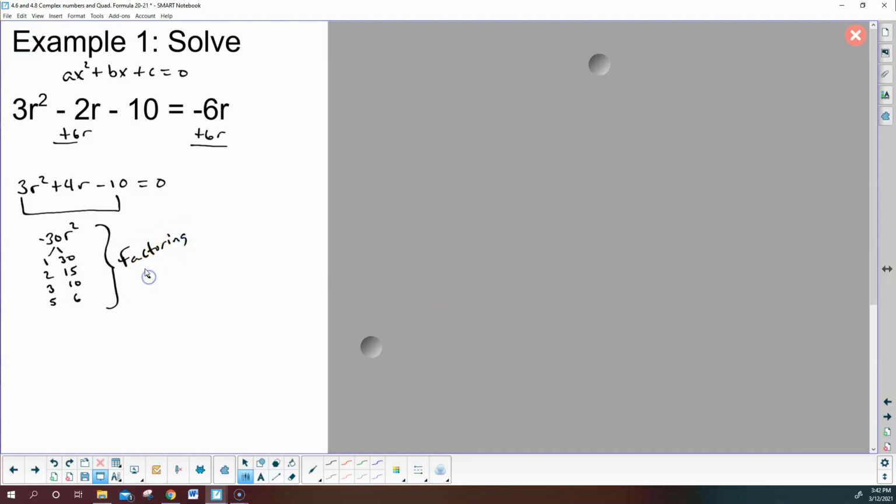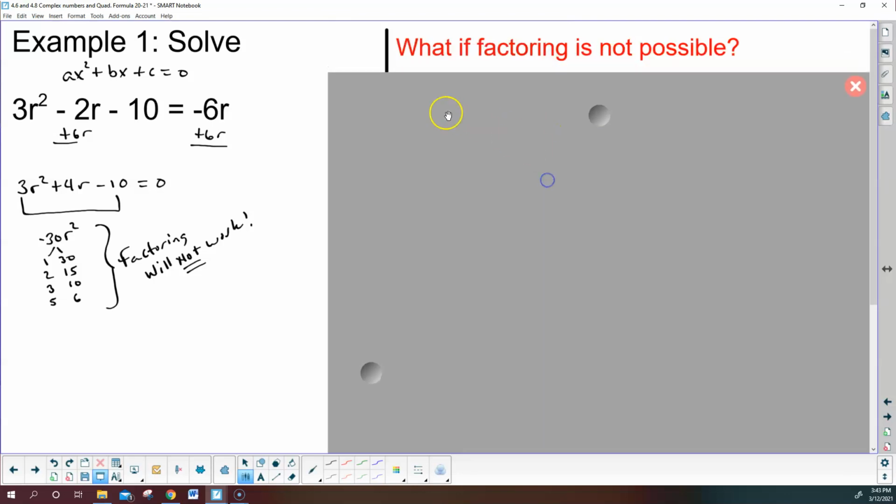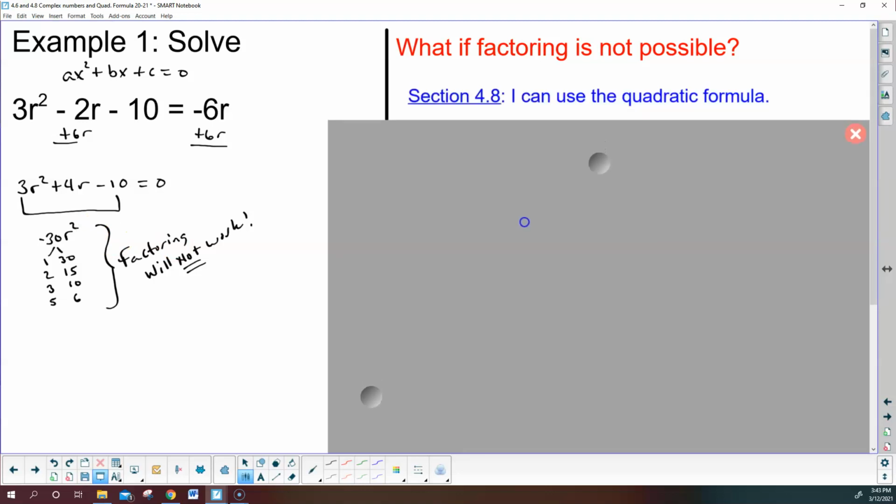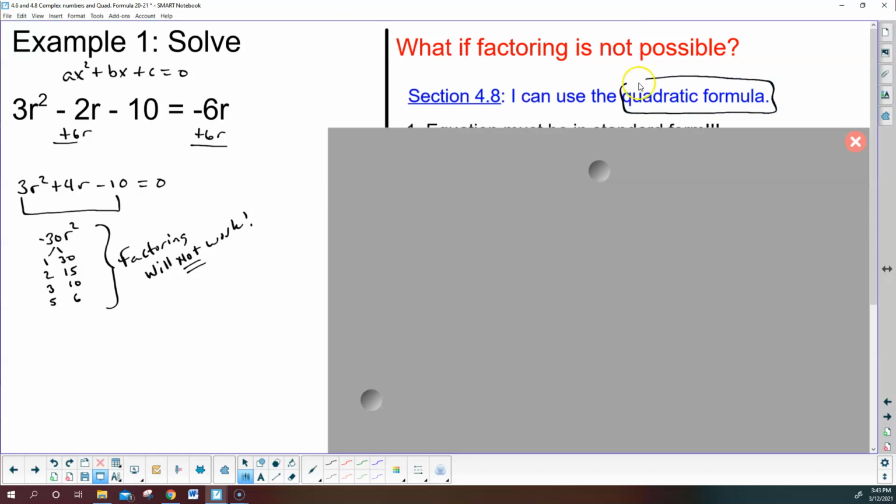factoring will not work. Factoring is not always guaranteed to work. So what happens if I cannot factor a quadratic? And just by me saying the word quadratic might cue you in on something. So what if factoring is not possible, like in this case? That's where our good friend, the quadratic formula, comes into play.